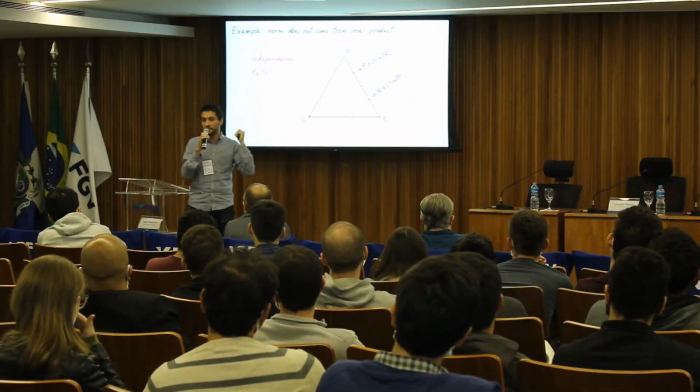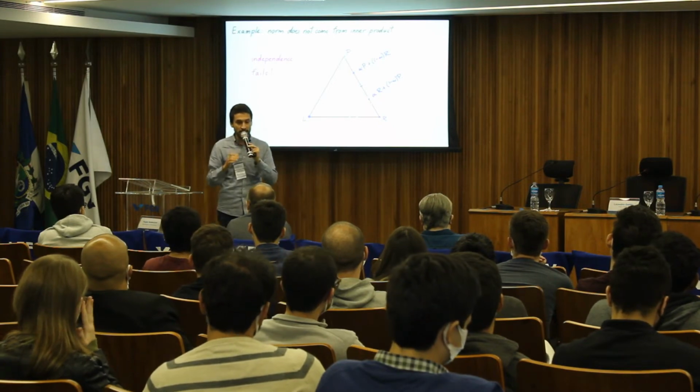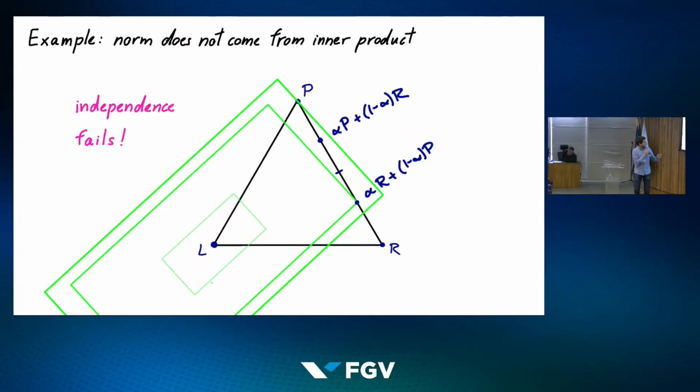So this is the axiom that is going to pin down the fact that the norm is inner product.